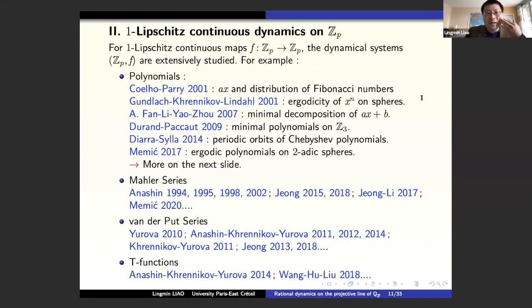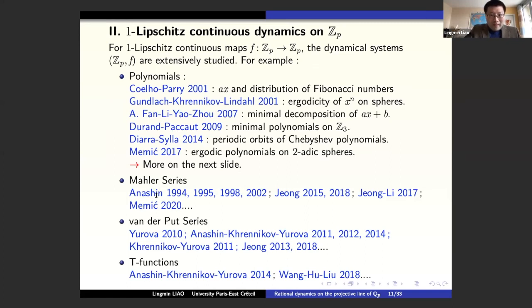So for this study, you will find many people working on these topics. You will find here, for example, Diarra and Sila. Sila will talk later. And this is for polynomials. There are many polynomials, and I will talk further about the polynomial things a little bit later.